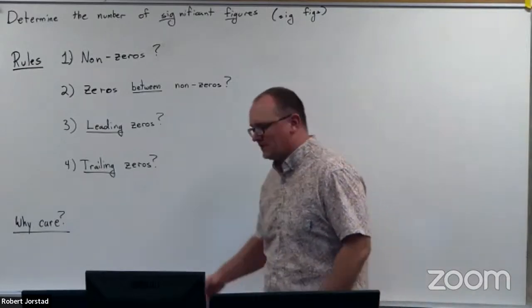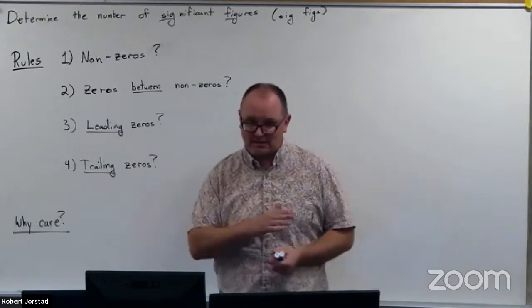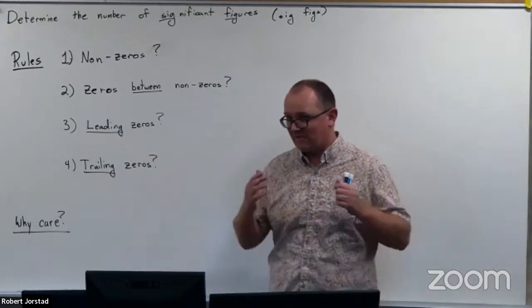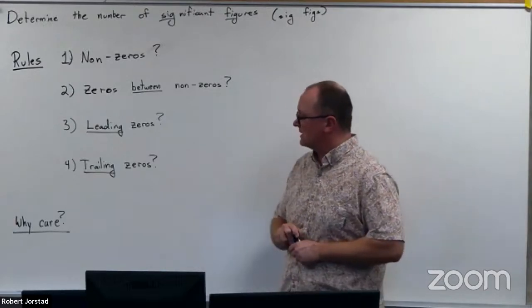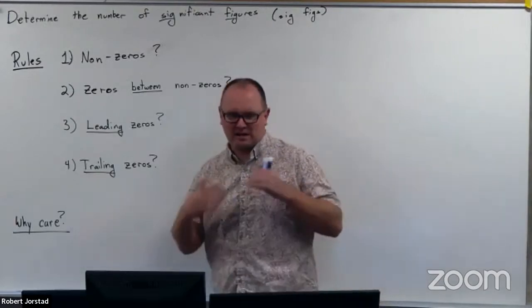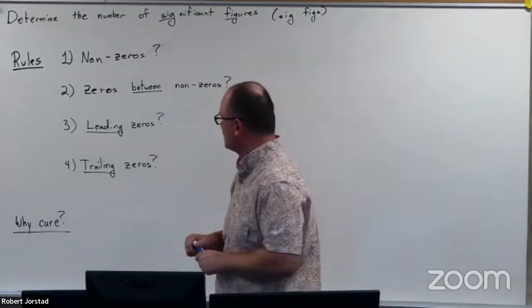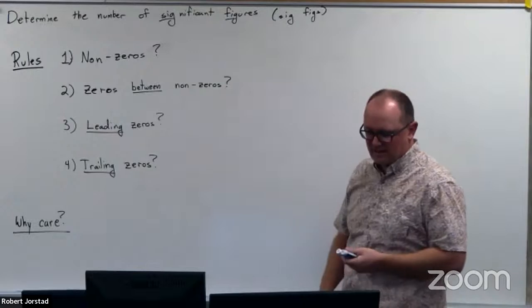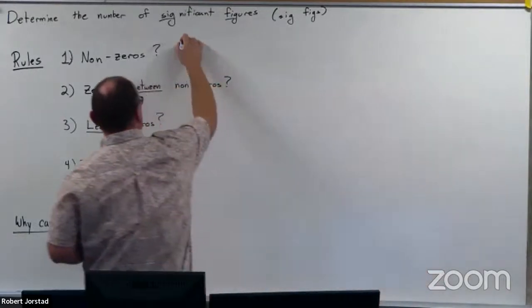Other reasons: if you use 2 sig figs, you're not being precise enough. Too many sig figs, you're implying you know something very, very precisely when perhaps you don't. In short, you care because the number of sig figs you use implies something to the reader, and that means something. And that's it. The rules: non-zeros, like a 2 or a 3 or some number, they're always significant.